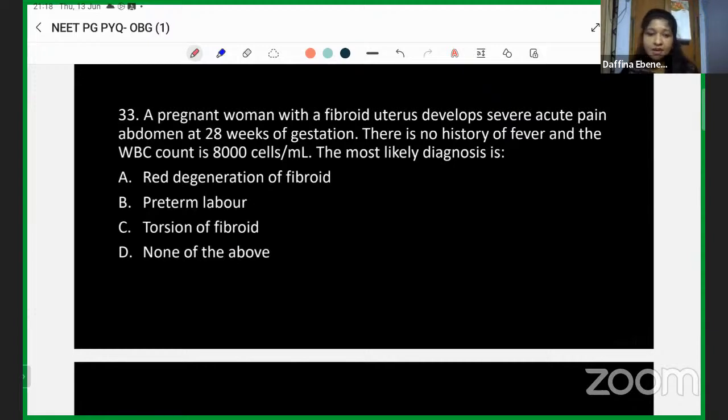Okay. There is a pregnant woman, 28 weeks gestation. She is having a fibroid. All of a sudden, she is having acute pain. Okay, any fibroid, if there is acute pain, there are only two differential diagnoses. One is red degeneration of fibroid, the other is torsion.